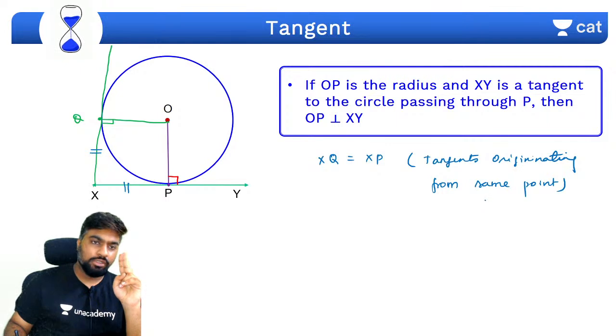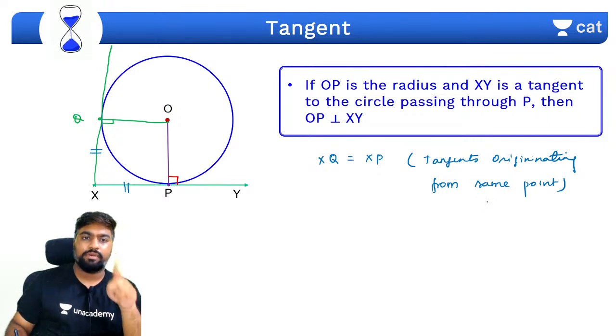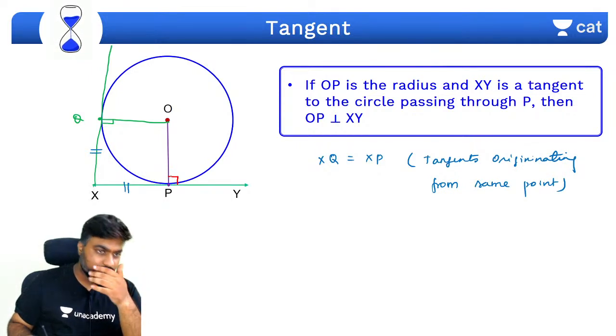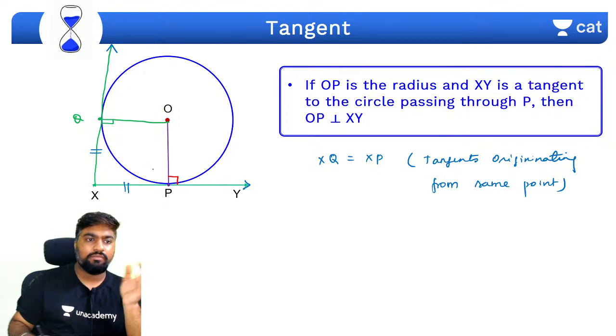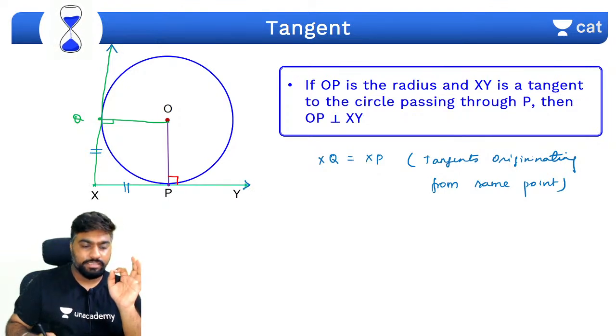Two rules here. Rule number 1, radius and tangent at the point of intersection will be perpendicular to each other. And there can only be two tangents that I can draw from this point. Both these tangents will be equal. It doesn't matter how much I extend this, because it's still the same point of intersection.